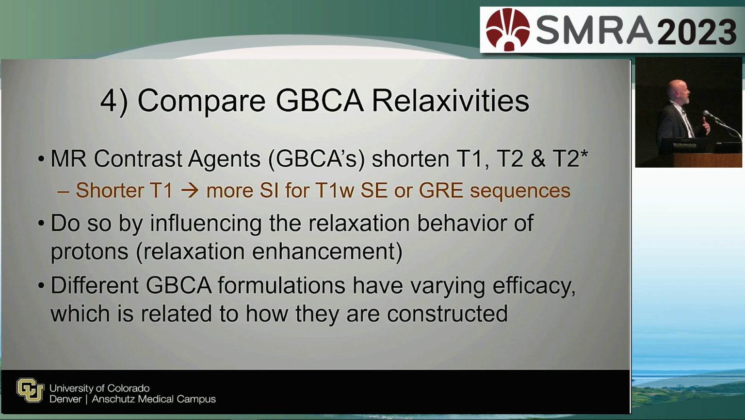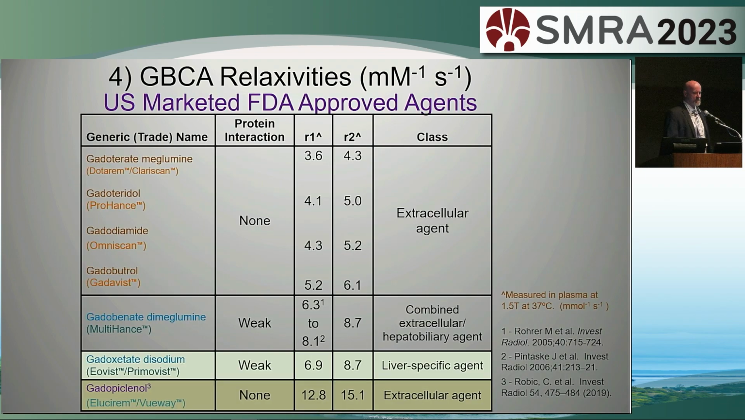So we talked about the fact that gadolinium agents shorten the T1 and the T2 and the T2 star. We can use this, of course, to get more signal and other things. And they do this by enhancing the relaxation of the protons, as I showed you in the little cartoon. And the different formulations, the different ligands, the different brands have different efficacy in how well they do this, which is related to how they're constructed.